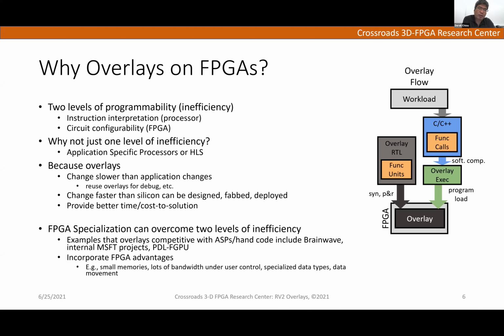So the reason we think overlays on FPGAs are useful is that in a lot of cases, these overlays can change slower than the application changes. We have to do debug, and the application changes. And so we believe that by building an overlay, we can make that development and debug cycle much, much faster. And by building overlays correctly, we think we can actually build in some debug capabilities that aren't present in a standard application-specific processor. When we use HLS, we can change faster than the silicon can be designed.